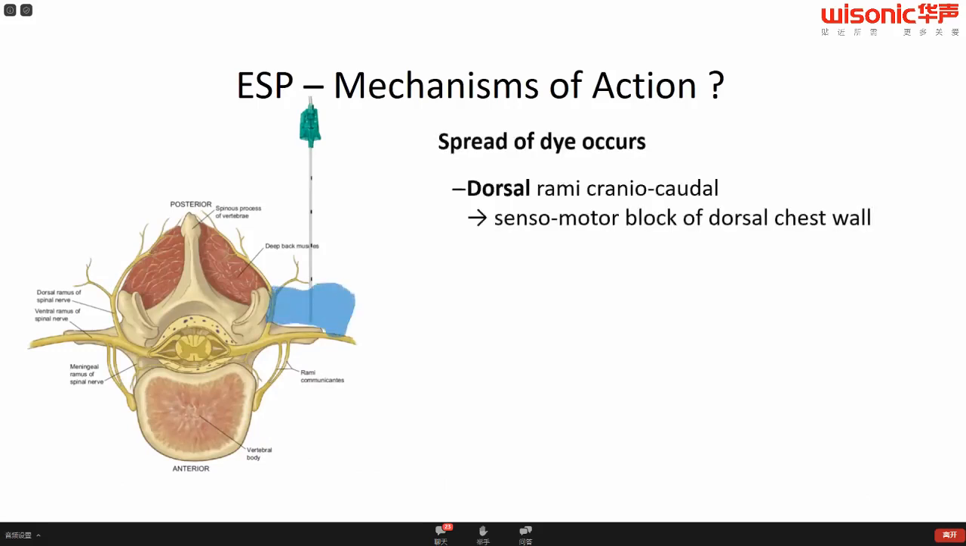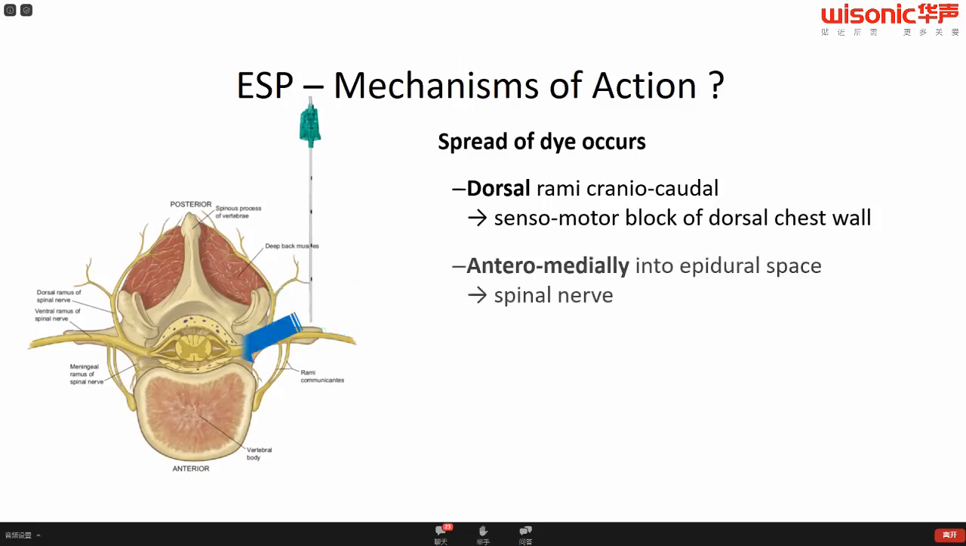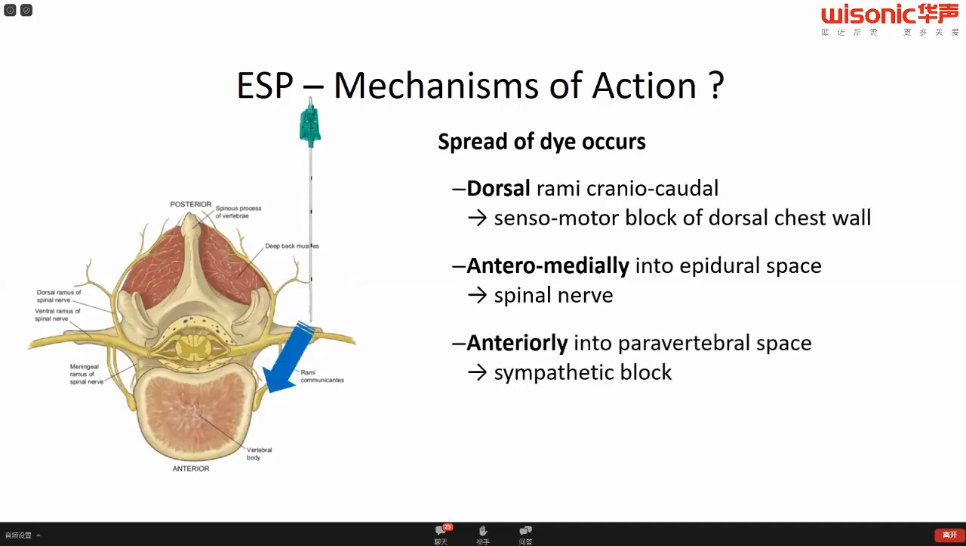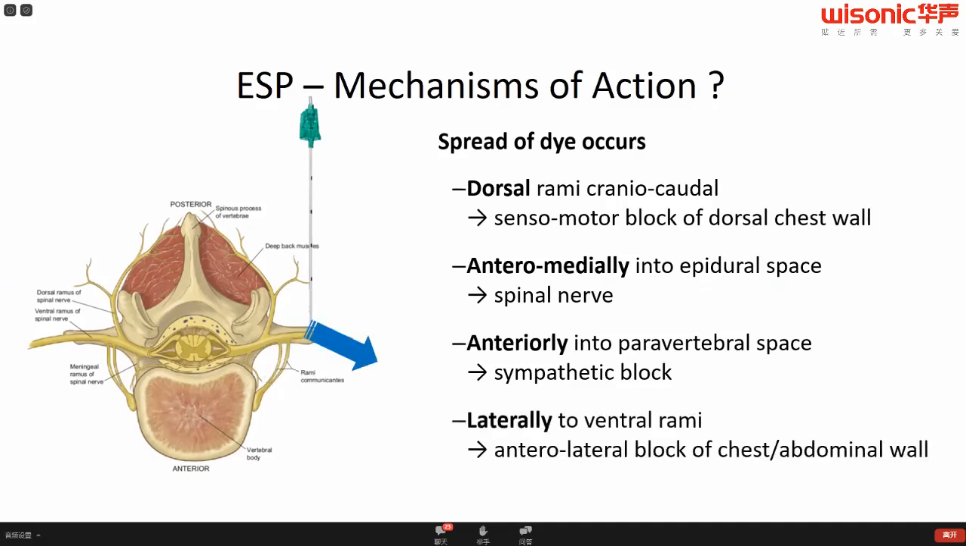We know that a spread occurs in the dorsal rami in a craniocaudal direction, which will result in a sensorimotor block of the dorsal chest wall. We also have seen an anteromedial spread into the epidural space, which results in a spinal nerve block. We have seen an anterior spread into the paravertebral space with a sympathetic block, and also a lateral spread to the ventral rami, which causes an anterolateral block of the chest and abdominal wall.